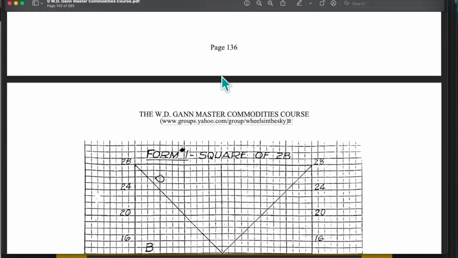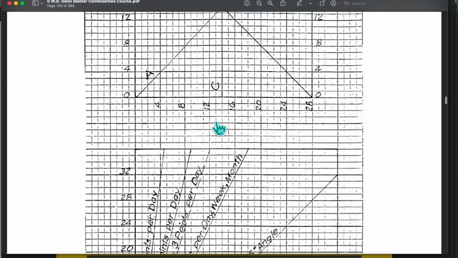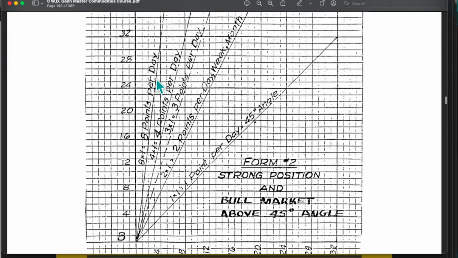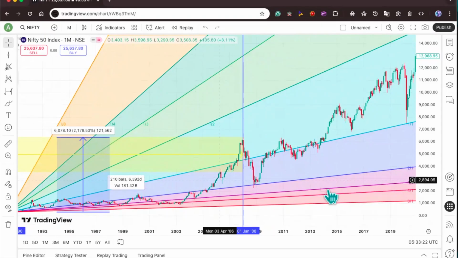Now, if you move further on, see on page number 137, we see this 8 is to 1, that is 8 points per day, 4 points per day, which is 4 is to 1. We have the 3 is to 1 line, that is 3 points per day, 2 is to 1, that is 2 points per day, and 1 is to 1, that is 1 point per day. So this is 45 degree, which is shown. And the same resemblance of 1 is to 1, 2 is to 1, 3 is to 1, 4 is to 1, 8 is to 1. All these lines can be seen over here.